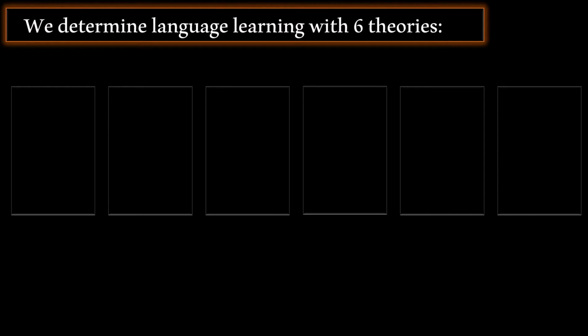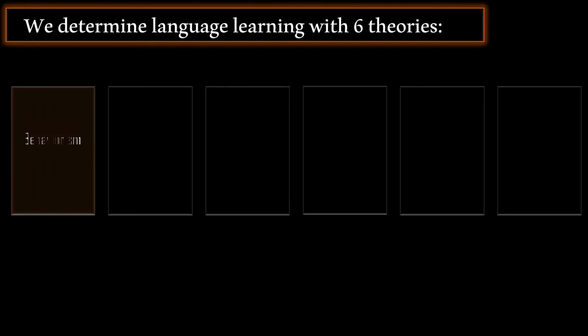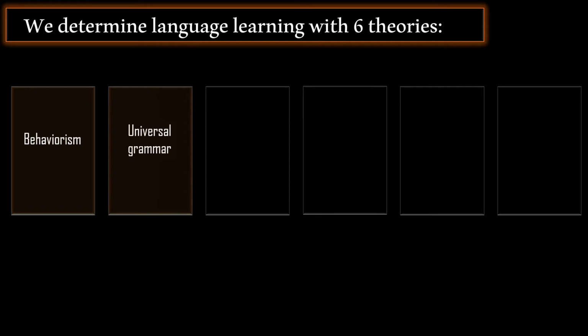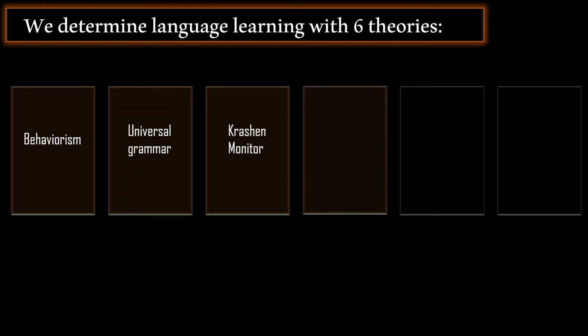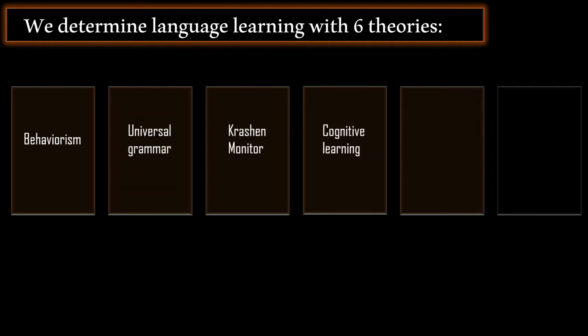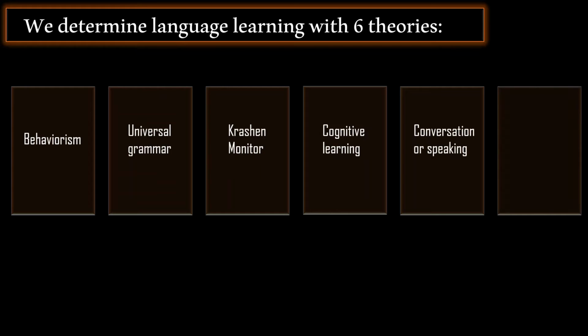So, we determine language learning with 6 theories. Behaviorism, universal grammar, crash and monitor, cognitive learning, conversation or speaking, and Schumann's acculturation. So, the first one I will start with is behaviorism.